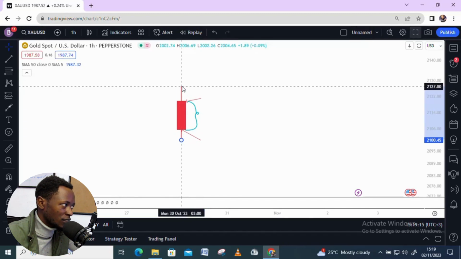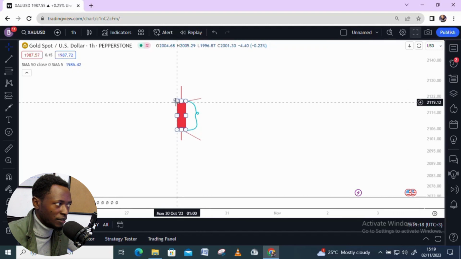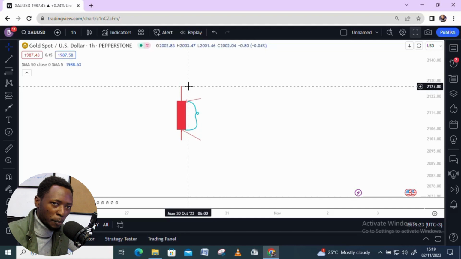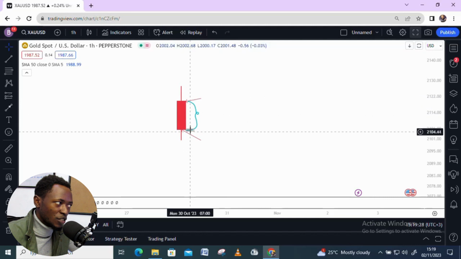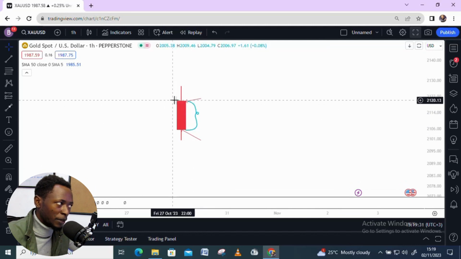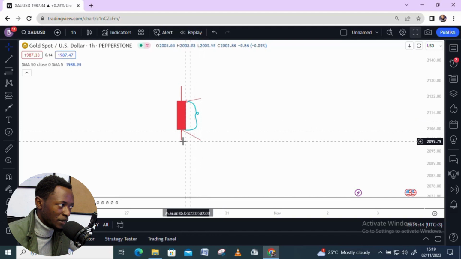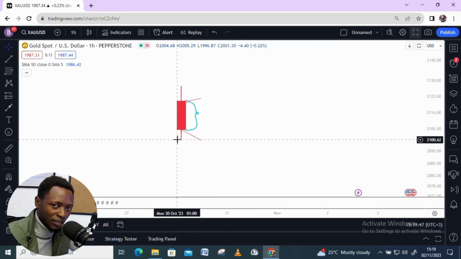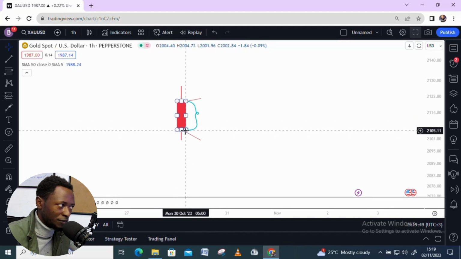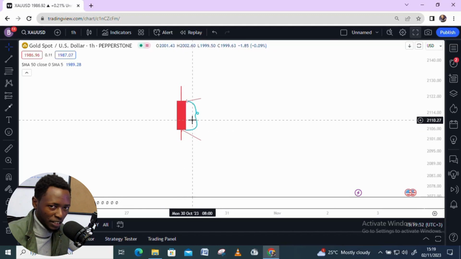So this is the open. From the open, price moved higher before bears took control and moved the price lower. This is the open price right here. This is the highest point that price reached in that hour or day, depending on what candlestick you are reading, and this is the lowest part of the day, and this is the close. So that is a bearish candle.